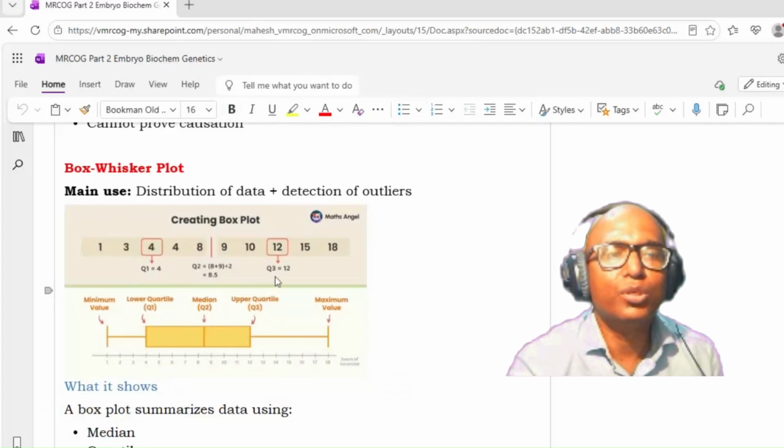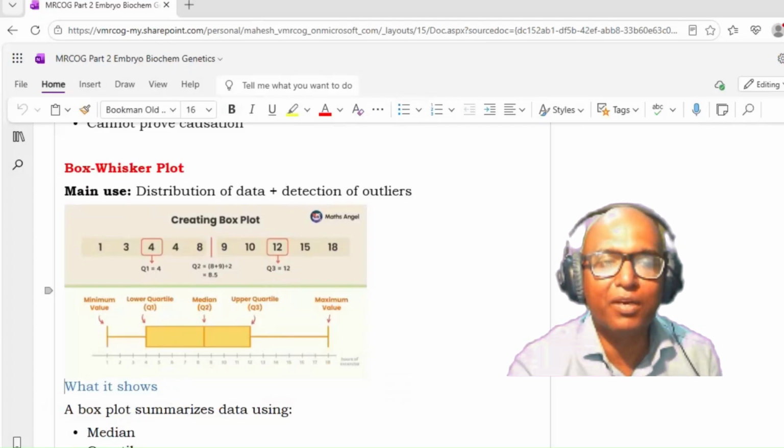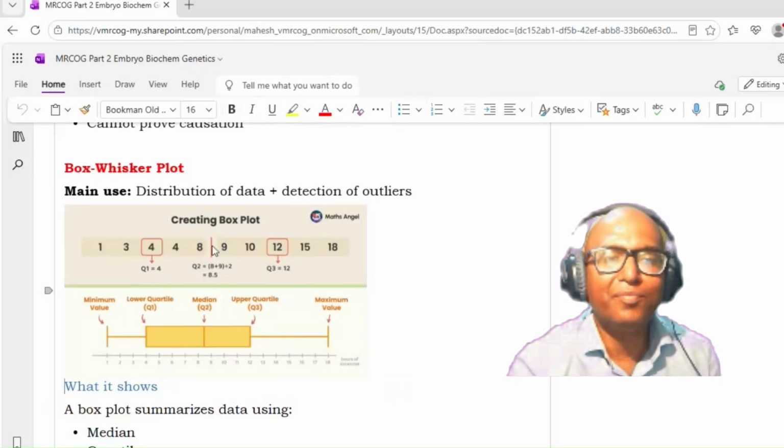Suppose in this particular chart your Q1 is 4 and Q3 is 12, then the interquartile range will be 12 minus 4, that is 8. And this is the middle observation, so your median will be the average of these two values.